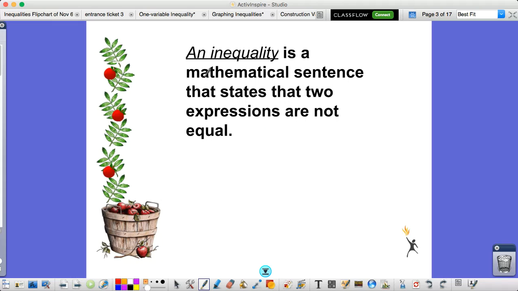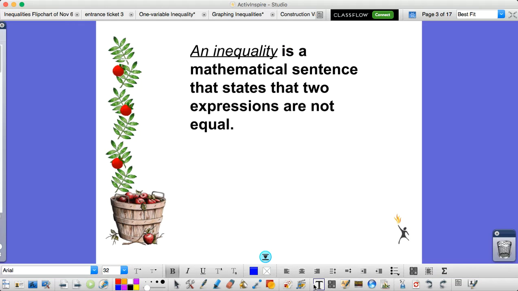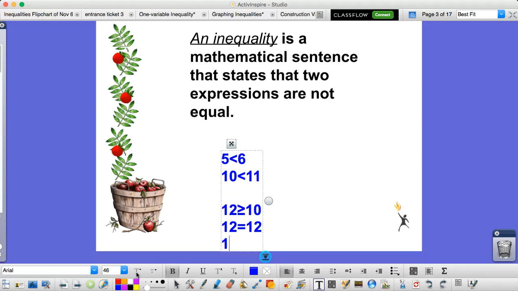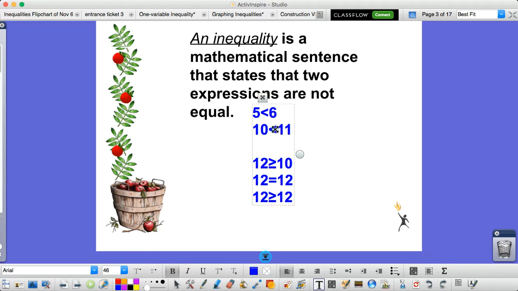So first, let's start out with what an inequality is. An inequality is a mathematical sentence that states that two expressions are not equal. For example, 5 is less than 6. 10 is less than 11. Or we could say 12 is greater than or equal to 10. Or 12 is actually equal to 12, so we could say 12 is greater than or equal to 12. And that'd be true as well.